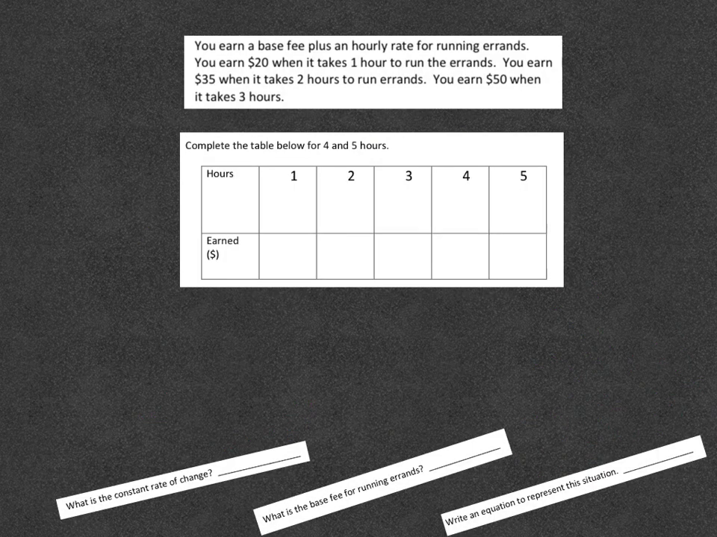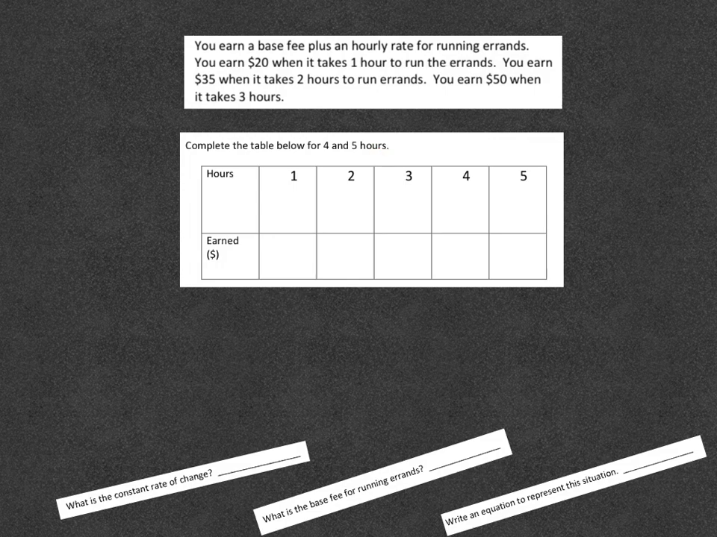All right, last one. This question has some of the table empty and some filled in. So we're going to use what we know from the story problem and then help fill it in. You earn a base fee plus an hourly rate for running errands. You earn $20 when it takes 1 hour. You earn $35 when it takes 2 hours. You earn $50 when it takes 3 hours. And this says complete the table so that you can figure out how much 4 and 5 hours will be.